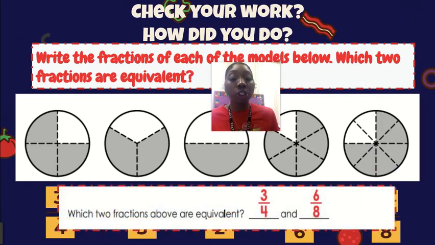So we know which 2 fractions are equivalent. Well, 3/4 and 6/8 are equivalent because they have the same amount that is shaded, right? It can't be 1/2 because this one is way bigger than the others. This one looks like there's a bigger piece than this one. So we know that 3/4 and 6/8 are equivalent. Okay? So, in you checking your work, how did you do? Excellent. Isn't equivalent fractions so much fun?